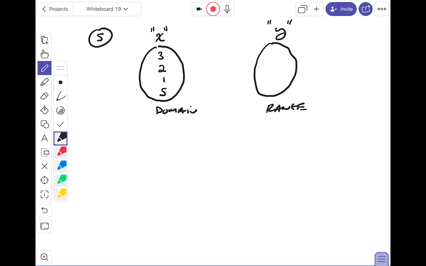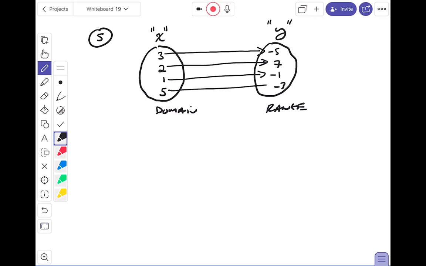All right, now let's put the range numbers down. -5, 7, -1, and -3. Put the relationships in. 3 is related to -5. That's their connection. 2 is related to 7. That's their connection. 1 is related to -1. That's their connection. And 5 is related to -3. That's their connection. This is -3, by the way. All right, what was their question, though? By the way, this is definitely functional. Every element in the domain has one arrow coming from it, which is good news.